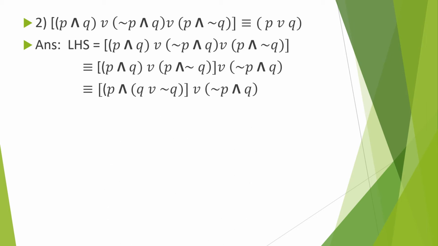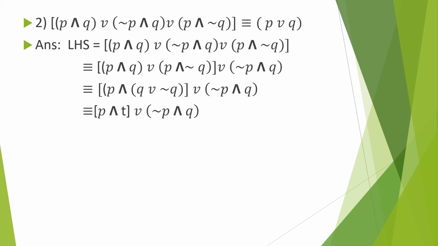So here we are using the distributive property. Taking that P common, the remaining part is Q or negation Q, and the rest of the statement is as it is, that is, or negation P and Q. Now in the square bracket we have Q or negation Q. If Q is true, it is true, and if Q is false, negation Q is true, so that's why it is true. So Q or negation Q is a tautology.